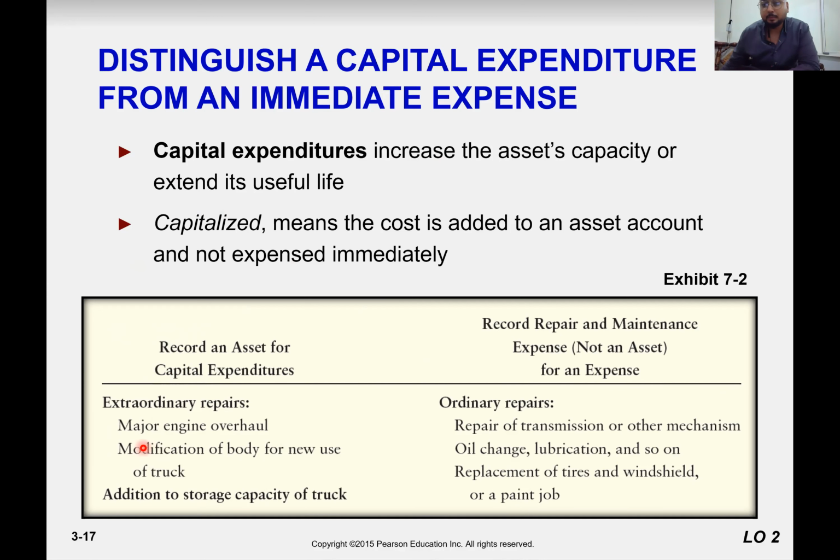For example, recording of an asset capital expenditure. So for example, major engine overhaul. Who messaged me? Okay, Anthony, I got your message.